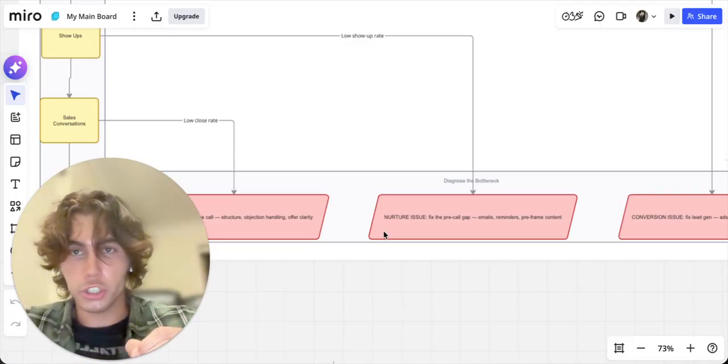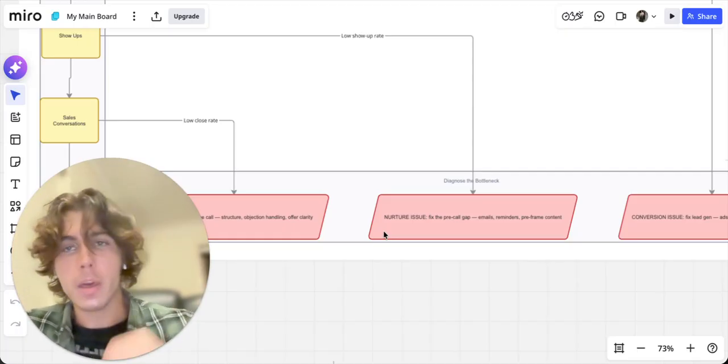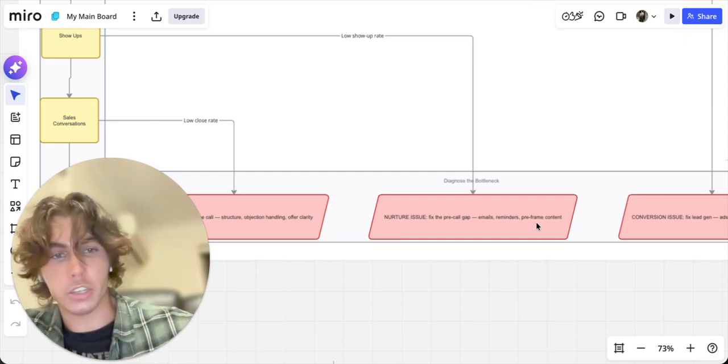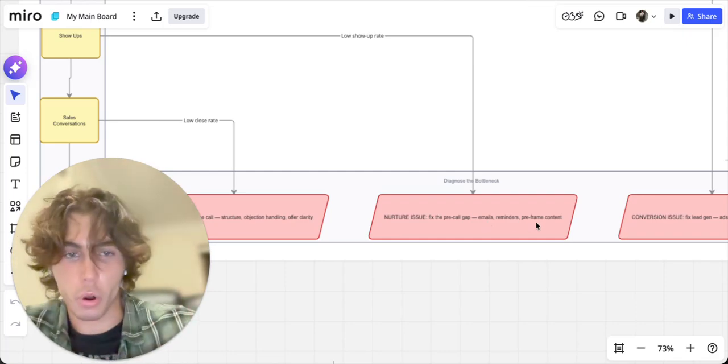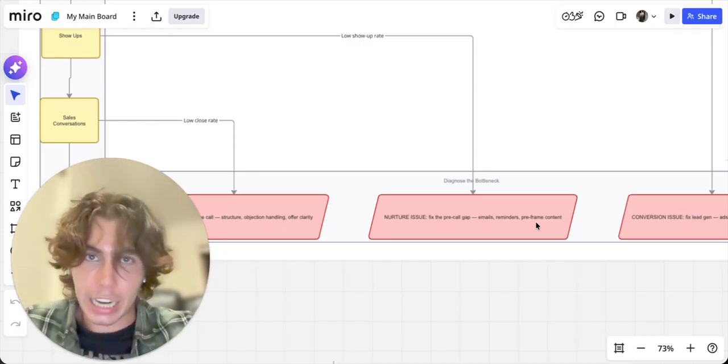And that's where your issue is, in that gap between them booking a call and them showing up live to the call. Now, a few things you can do here. Make sure that you have really good emails and SMS reminders, making sure that you have really good pre-framed content that's getting sent to these people in a way where they're actually viewing it.